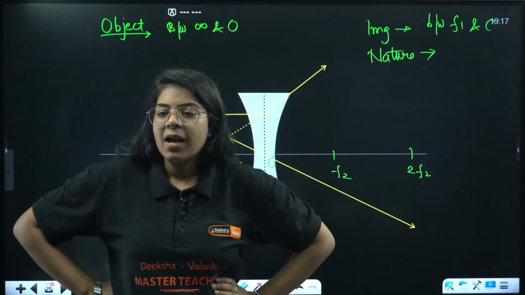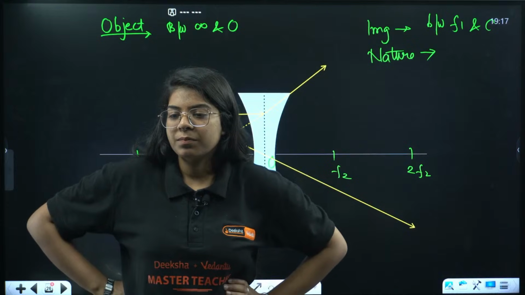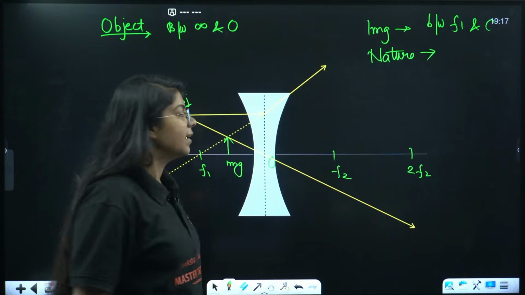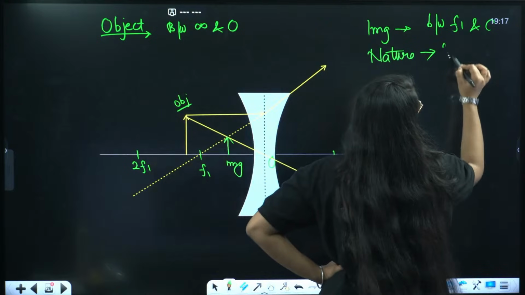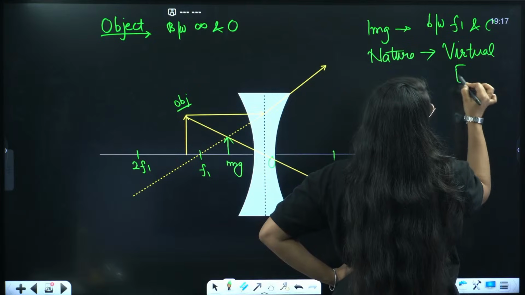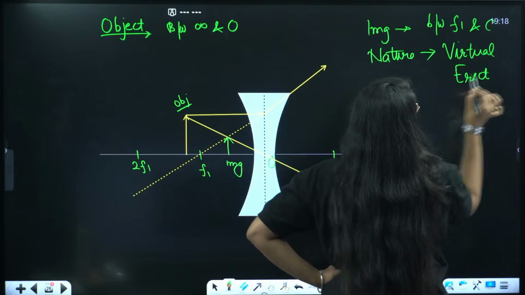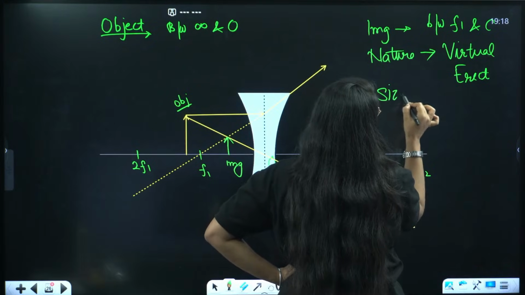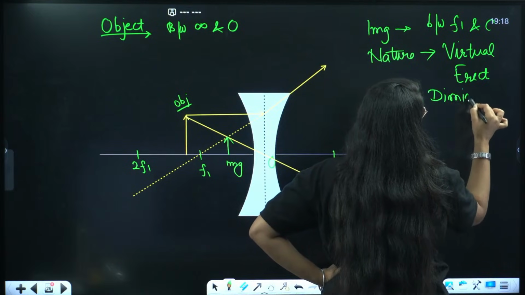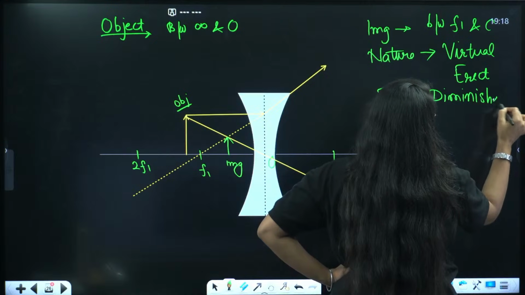Okay? Virtual and erect, Static is saying. Very good, very good. The image will be virtual and it will be erect. Very good. And the size of the image, we can see directly. This is clearly visible, the size is diminished.